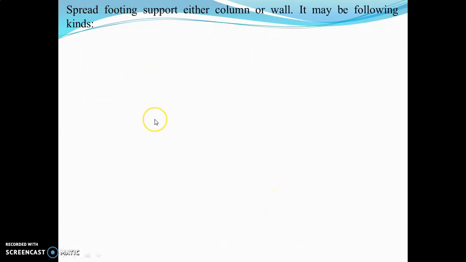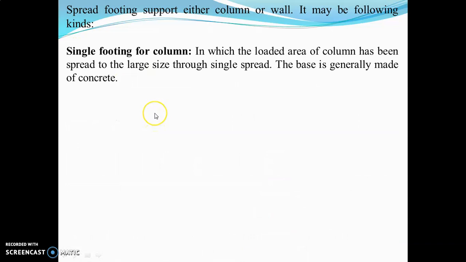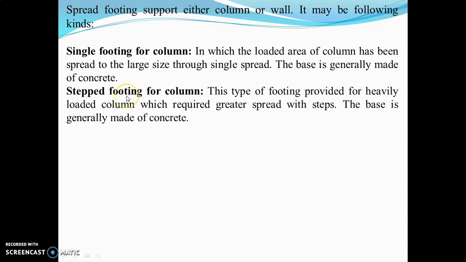It may be of the following kinds. The first one is single footing for columns, in which the loaded area of the column has been spread to a larger size through a single spread. The base is generally made of concrete. You understood, no? Here, the loaded area of the column has been spread to a larger size through a single spread.